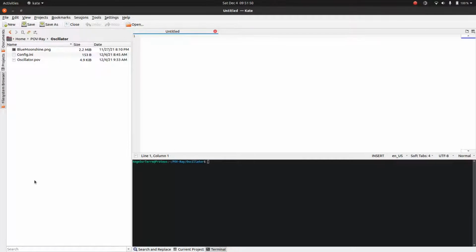Hi everyone, today I'm going to show you how we can use the raytracer POV-Ray in order to simulate differential equations.